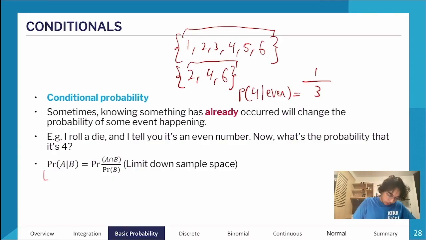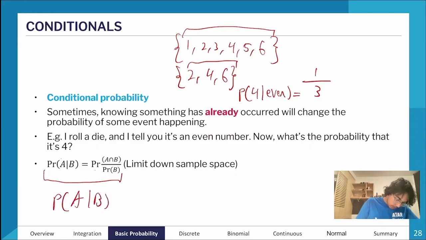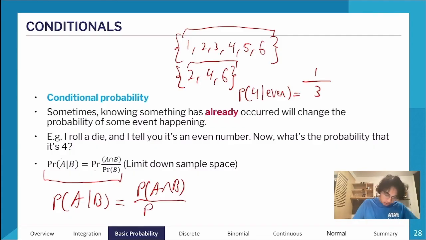That's nicely summarized in this rule here. It's written as A given B. I'll rewrite it so it makes more sense. The probability of A given B is equal to the probability of A intersecting with B, divided by the new narrowed down sample space, which is given by the probability of B.